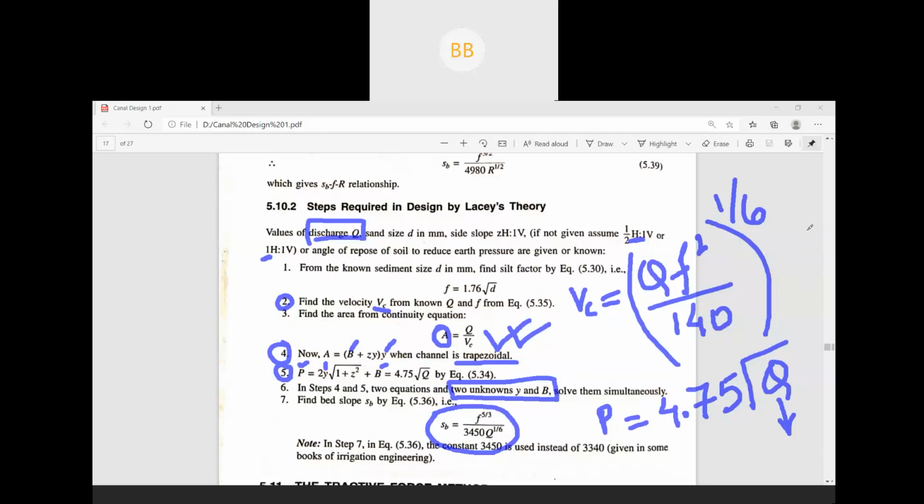So kindly write down all the steps, because when you are going to solve numericals we have to follow them step by step.